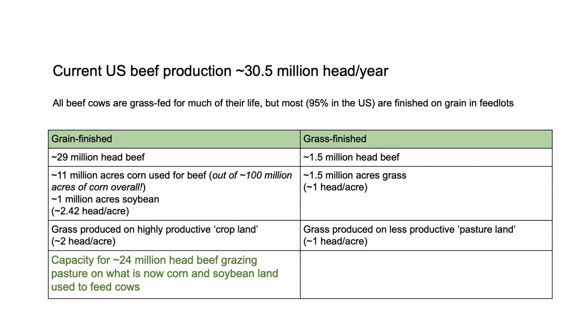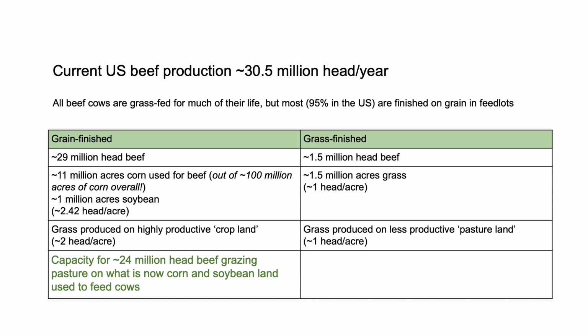So there has been a big movement towards grass-finished beef, and so you can see here we have about 1.5 million head of grass-finished beef. So these are beef cows that are raised their entire life on grass, so they're grazing pasture. And when we look at this table, the reason I built this table was just to do a comparison of what might be possible.